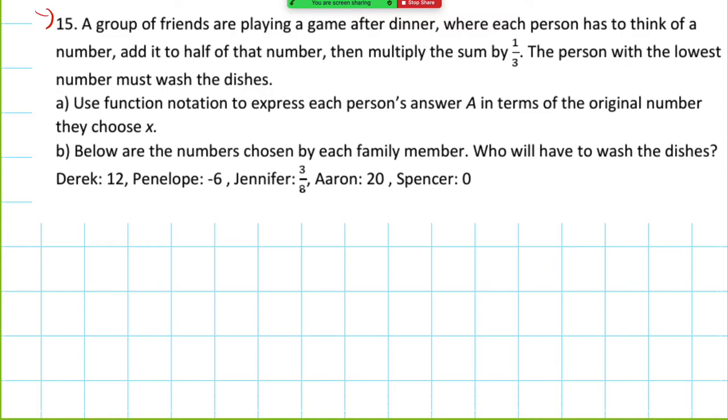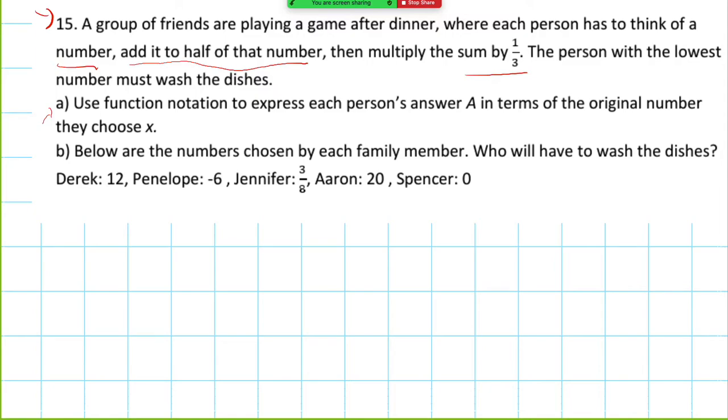A group of friends are playing a game after dinner where each person has to think of a number. So you think of a number, add it to half of that number, then multiply the sum by a third. The person with the lowest number must wash the dishes. So use function notation to express each person's answer A in terms of the original number they choose, X.